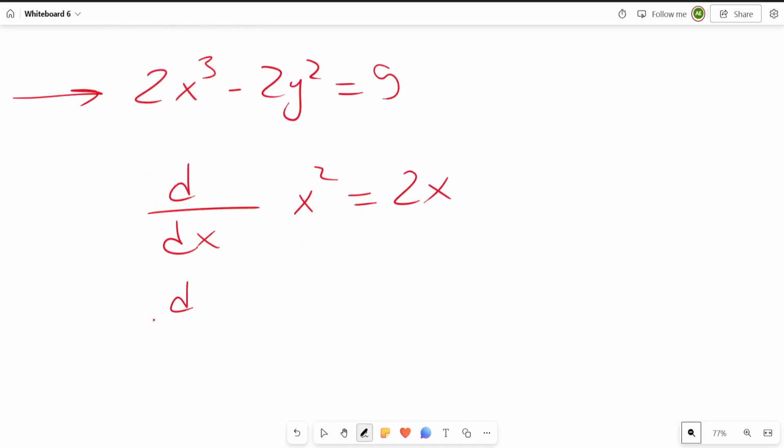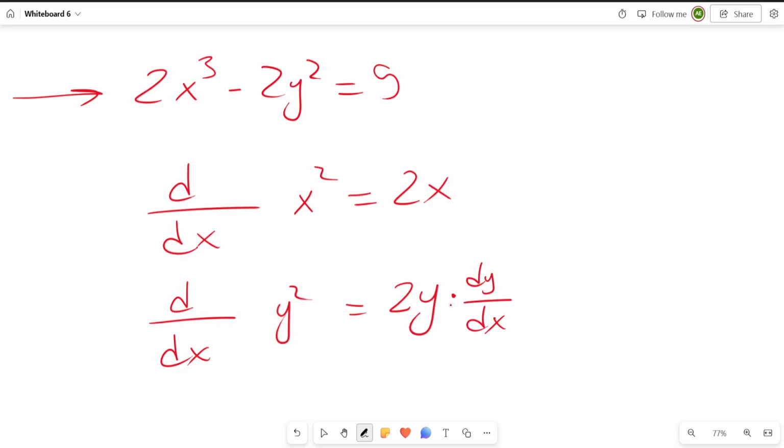What about the differentiation with respect to x of y squared? So we're differentiating with respect to x. This is going to be 2y. So it's normal differentiation, where I'm differentiating y as if it was x. However, I need to multiply by dy dx. This is the differentiation of y squared with respect to x.